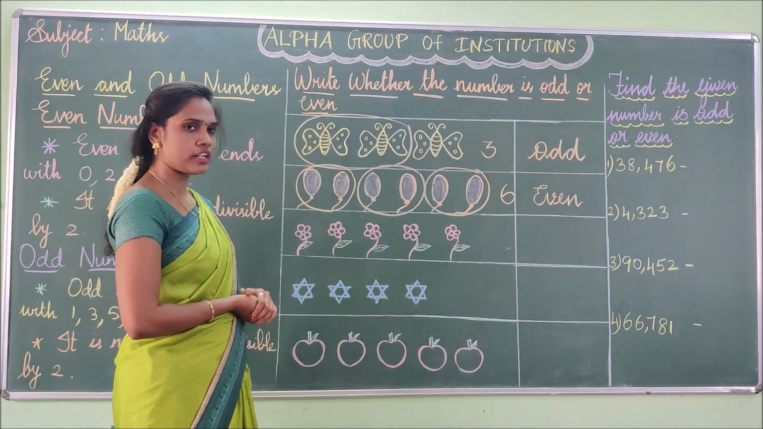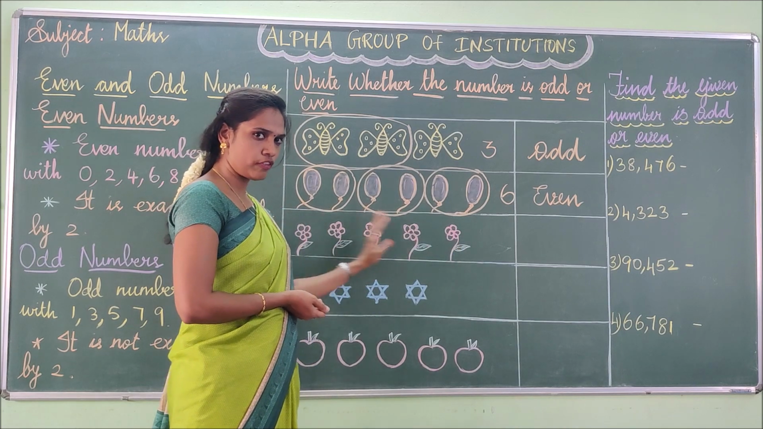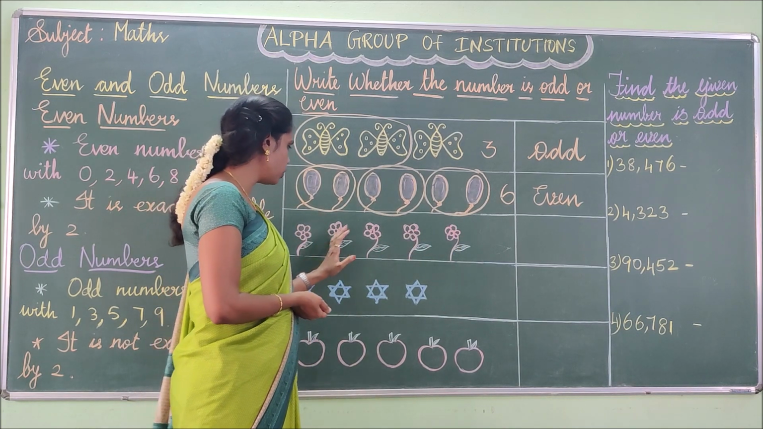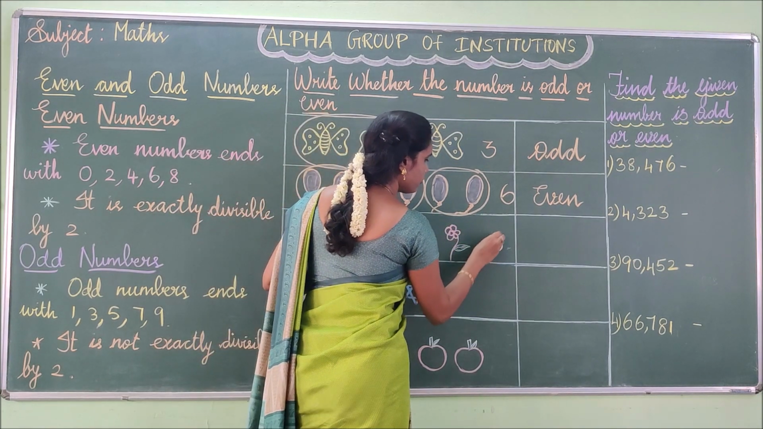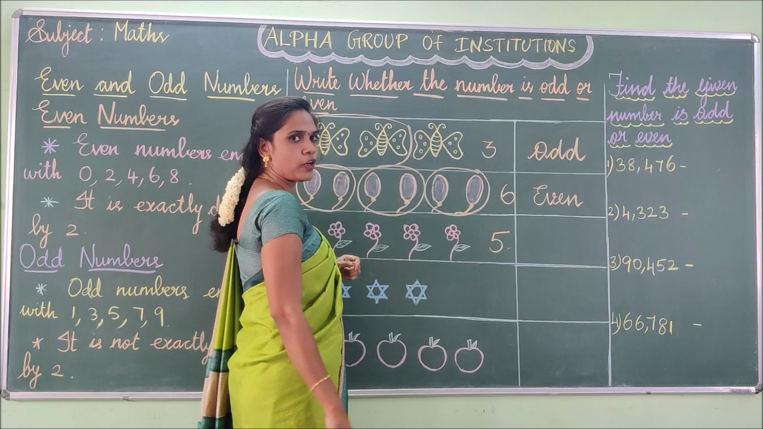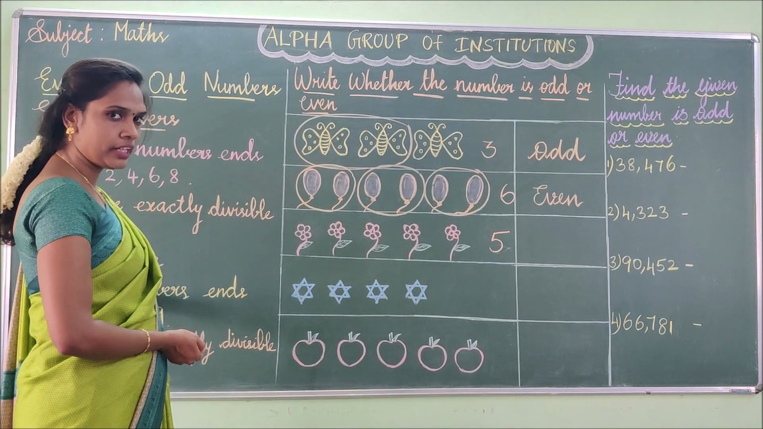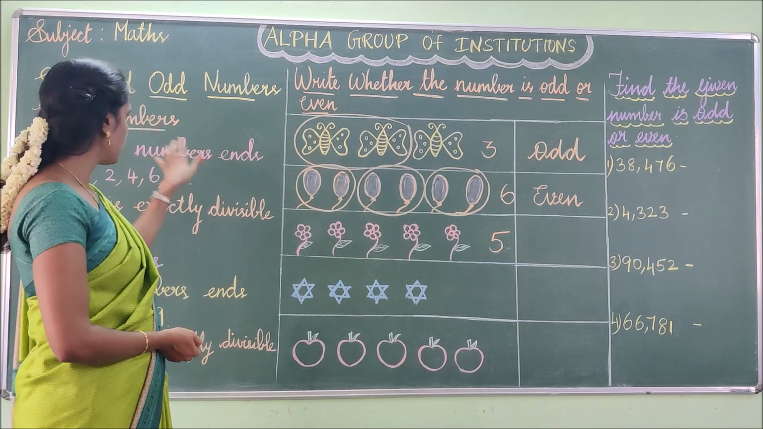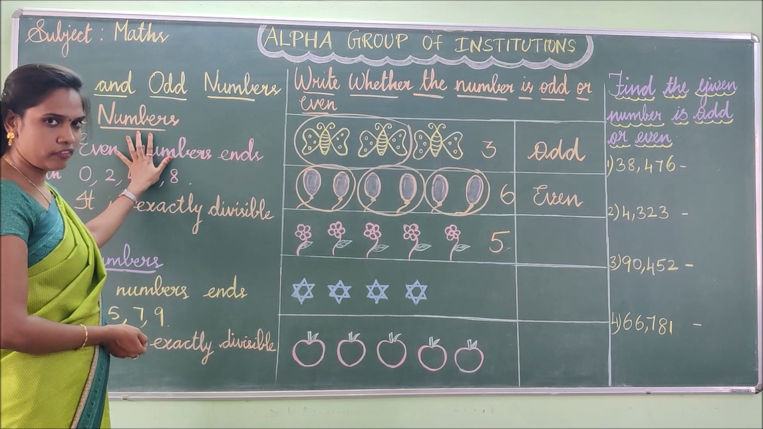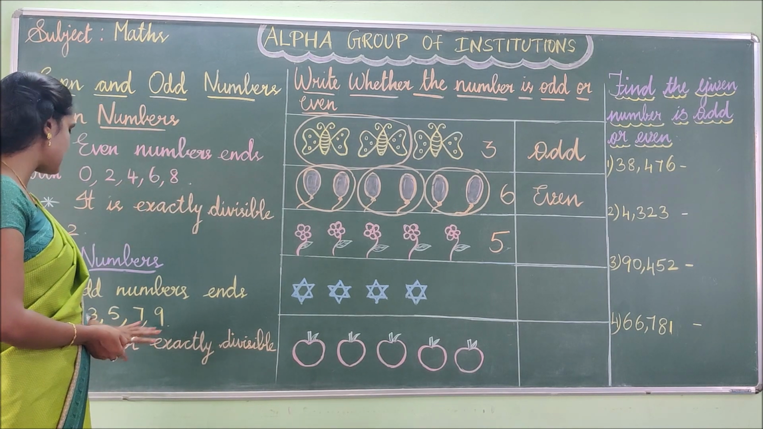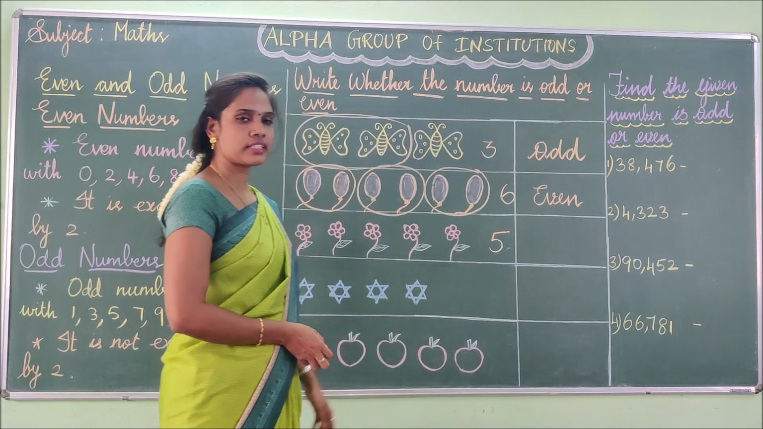Shall we move on to the next one? What is this? Yes, flowers. Shall we count the flowers? See, 1, 2, 3, 4, 5. Here we have 5 flowers. Is 5 an even number or an odd number, children? Very good, 5 is an odd number. Always keep that in your mind: the 2 table, 0, 2, 4, 6, 8, is even, and 1, 3, 5, 7, 9 is odd. Here we got 5, so this is an odd number.